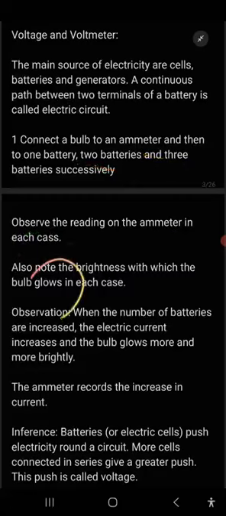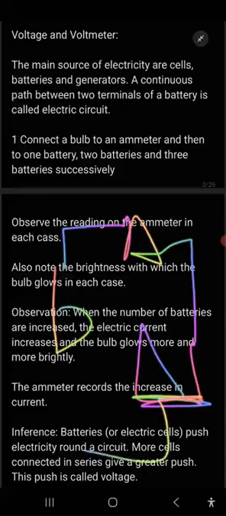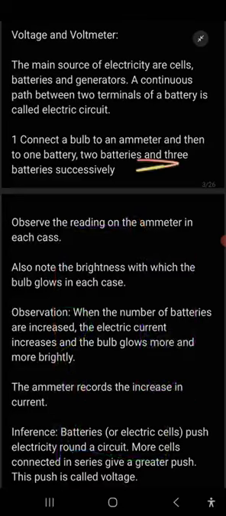There's one battery here, and then A here, and then a light bulb here. Let's just take it as L. In this case, the light bulb won't be that bright. Observe the reading of the ammeter in each case, and also the brightness of the bulb in each case.